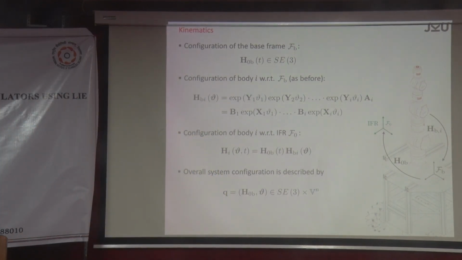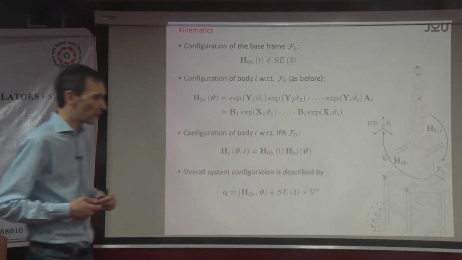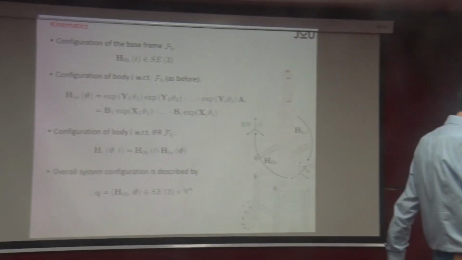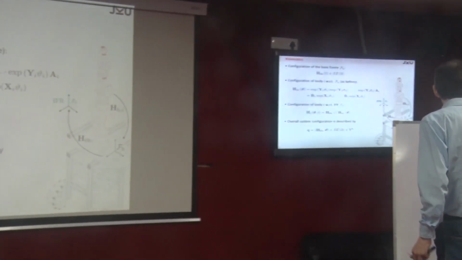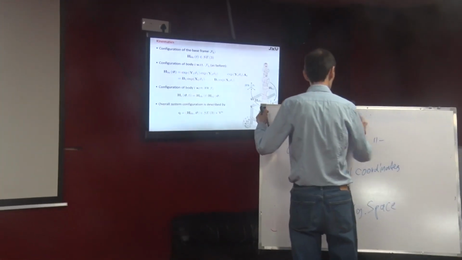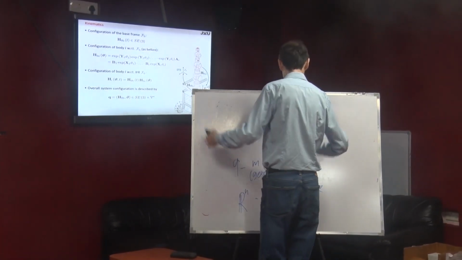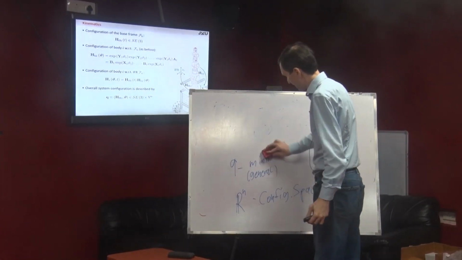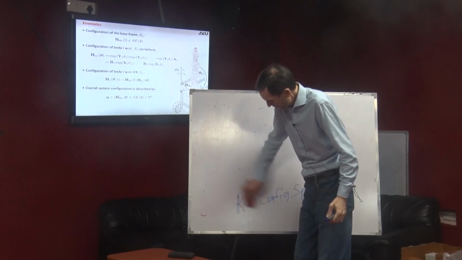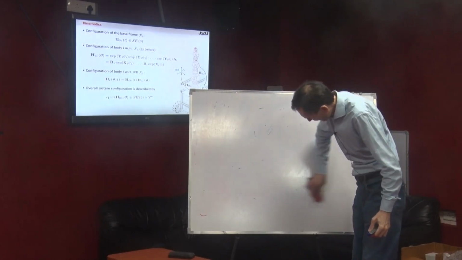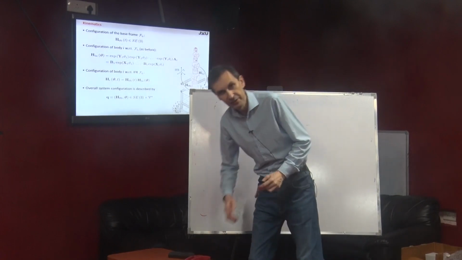Maybe I should add one little detail that you might be interested in, which is the question about this configuration space. I was saying it's Rn, right?